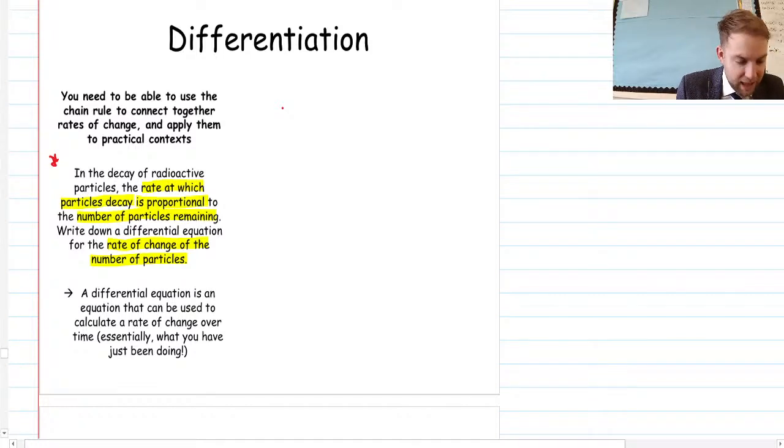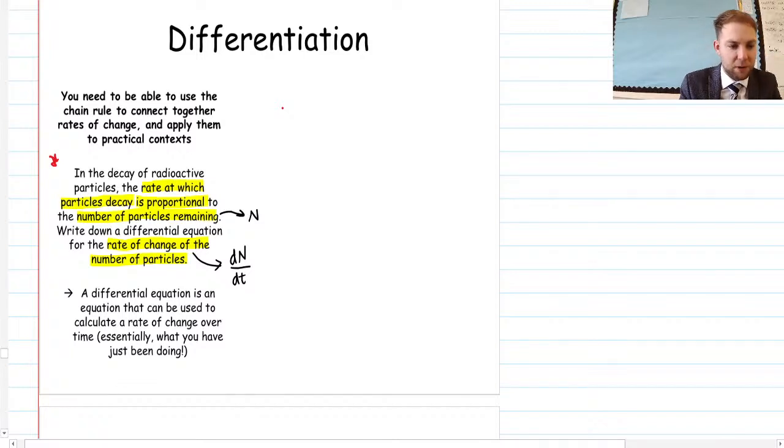So let's just write down what some of these mean. So the rate of change of the number of particles is going to be dN by dt. The number of particles and the rate at which the particles are changing is proportional to the number remaining. So the number remaining we're going to say is N. So let's call that N, which is the number remaining.